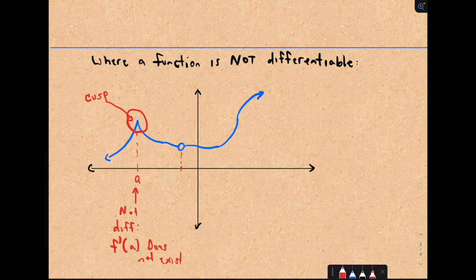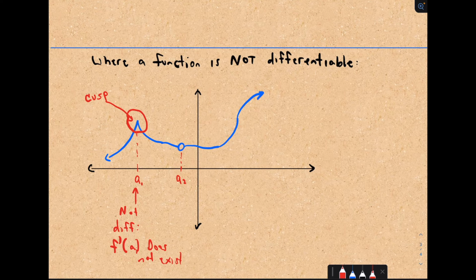Likewise, if there's a discontinuity at that x-coordinate, we'll call this a sub 1, we'll call this a sub 2. If the graph is not continuous at a point, again, the function's not differentiable. And I always thought, well, there can't be a tangent line because there's no point on the graph there.